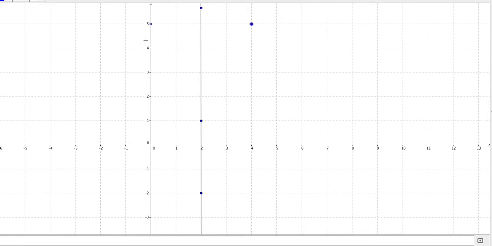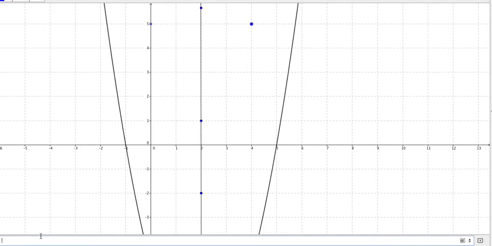After that we simply connect them. Connect those 3 points. When we connect those 3 points, let me enter the equation. Y equals x squared minus 4x minus 5. So we simply connect those 3 points and look what happens.